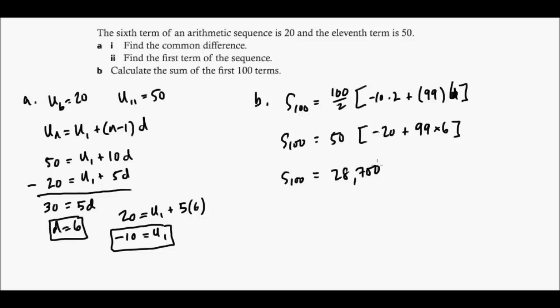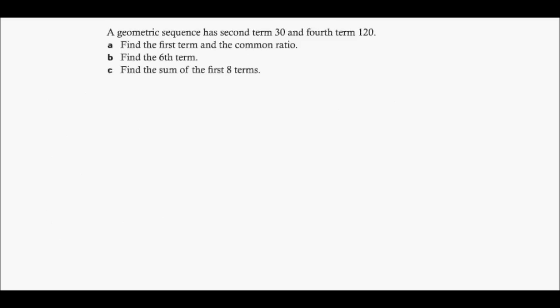Okay, so let's move on to a geometric one, and then we are done with sequences and series because this is getting old. And then finally the last one here. A geometric sequence has a second term of 30 and a fourth term of 120. Find the first term and the common ratio. So we're going to set up simultaneous equations here. You always want to do the highest term first on these.